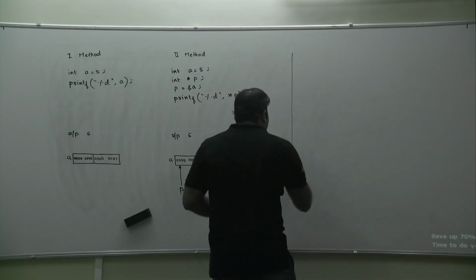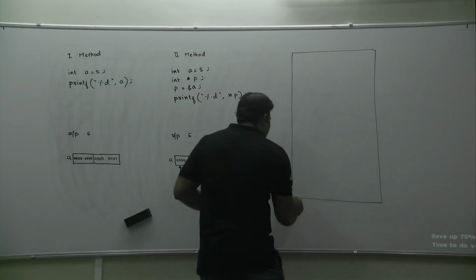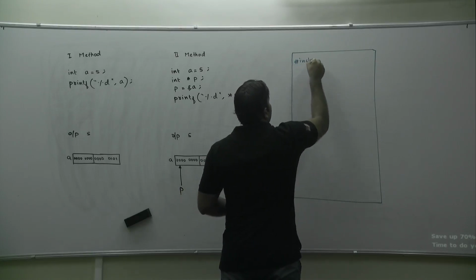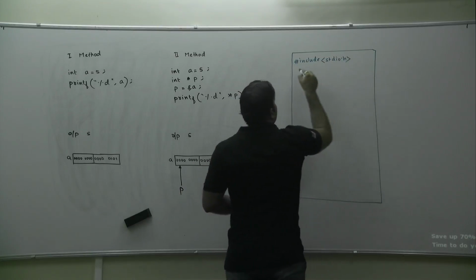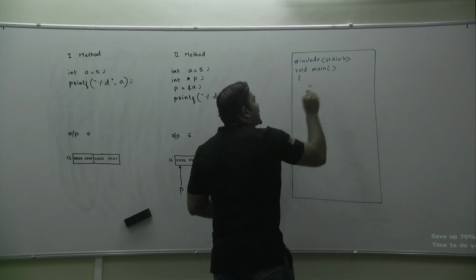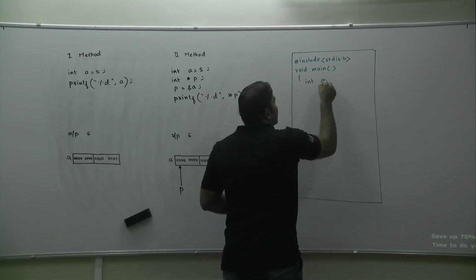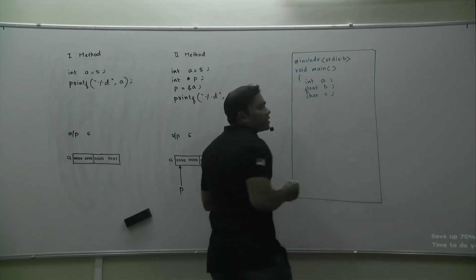Normally, we write a program like this. Assume this is our program. We write it like this: hash include stdio.h. Next we write void main. So many examples, so many programs we have written. And then a few declaration statements will be there, like int a is a declaration statement, float b is a declaration statement, char c is a declaration statement.